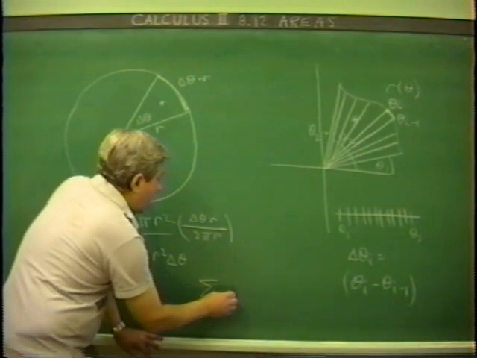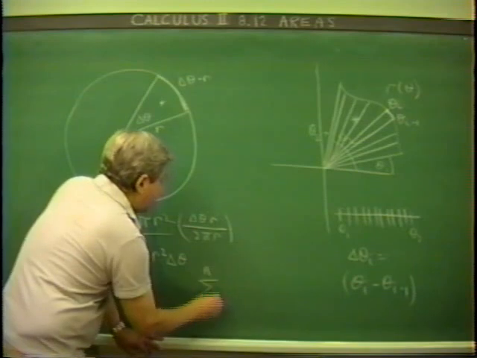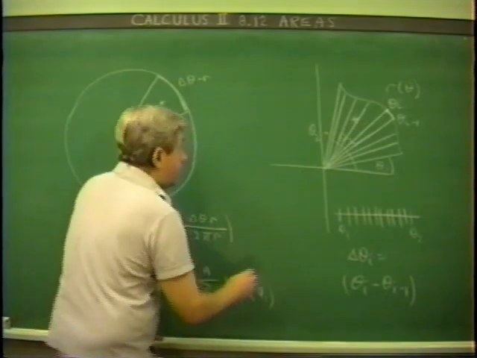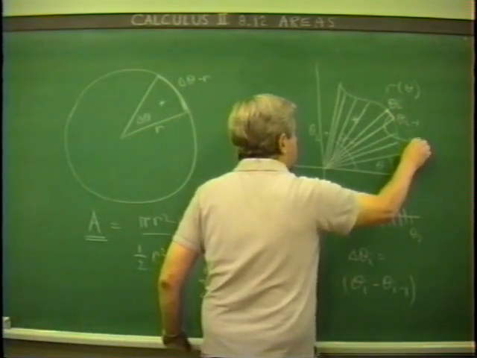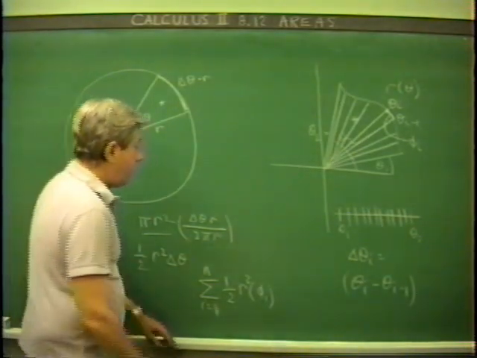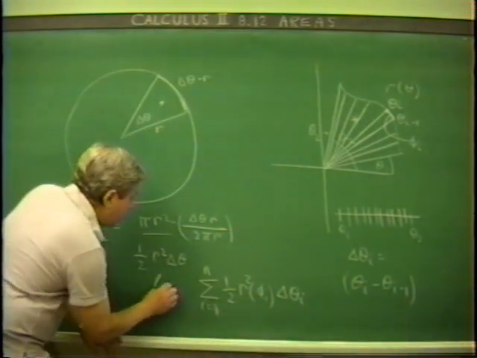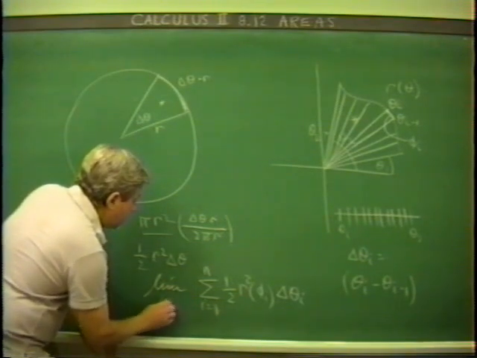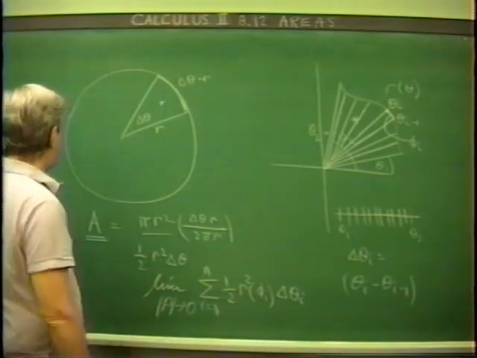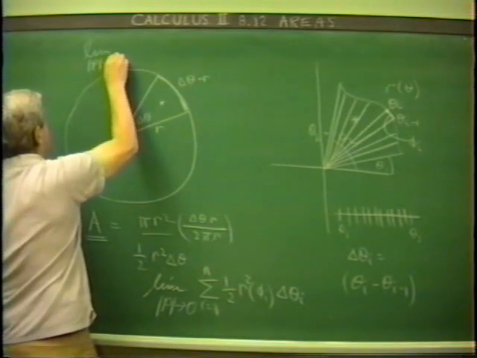Right? So what this says is that if we wish to compute this area in here, what we want to do for this partition is add up, i going from 1 through n, 1/2 r of phi i squared, where phi i is some angle between theta i minus 1 and theta i. We want to take 1/2 r squared delta theta i. We want to add this up, and this will give us an approximation. And if we take now the limit here, as the norm of the partition goes to 0, this ought to give us the area. Now, this corresponds to an integral, right?